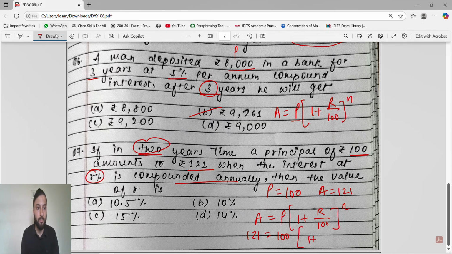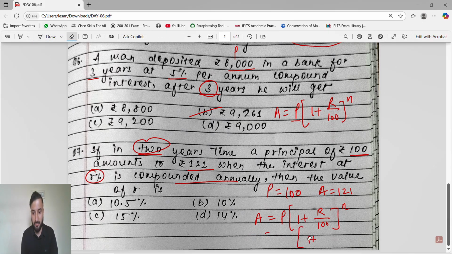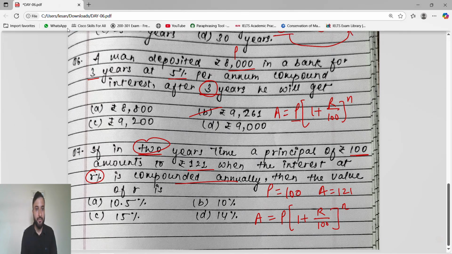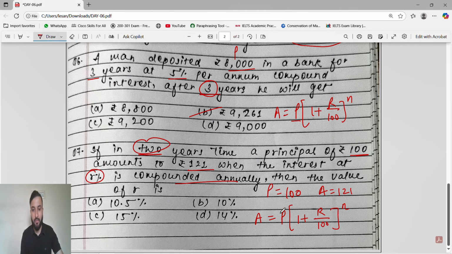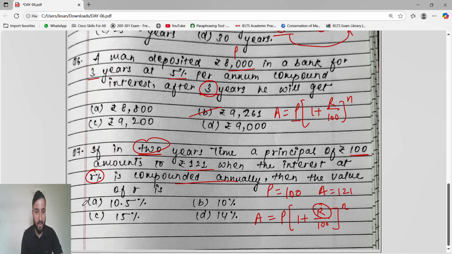Now what we will do, guys, is a simple thing: the trial and error method. We'll take the options one by one, substitute in place of r, and check in which we get the amount 121. First we'll take 10.5. r is 10.5 divided by 100, whatever you get, plus 1, is 1.105. Time is 2 years, so 1.105 into 1.105, into principal 100. You'll get 122. No, so it is not the answer.